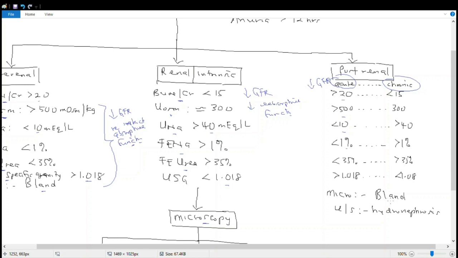If we check the urine microscopy in postrenal, it's going to be bland. Also, you might see hydronephrosis on ultrasound, right? So things like benign prostatic hyperplasia and renal stones can cause postrenal AKI.